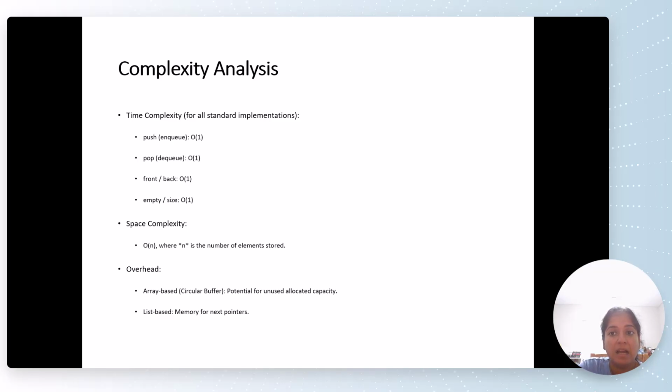Complexity analysis: again, queues are one of the efficient data structures. Push, pop, front, empty, all these take big O of 1. Space complexity is big O of n, where n is the number of elements stored. Overhead: if we are implementing it using an array, then the problem of the circular buffer will be there. If you are using a linked list, then the overhead of extra pointers to store the address of the next node and previous node will be there.